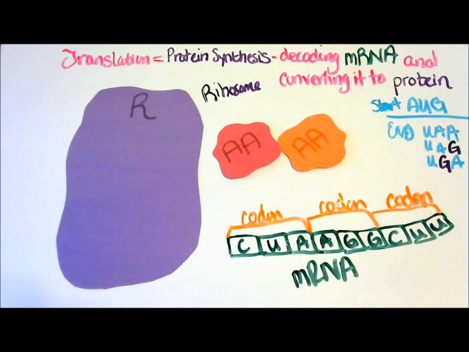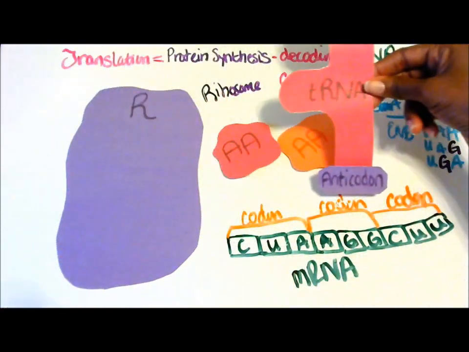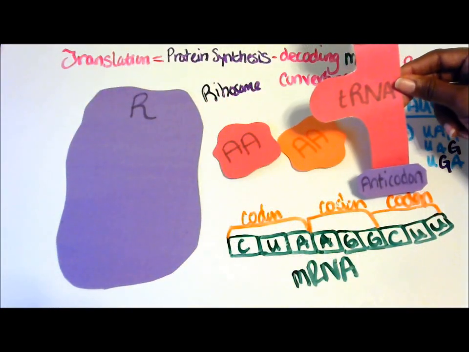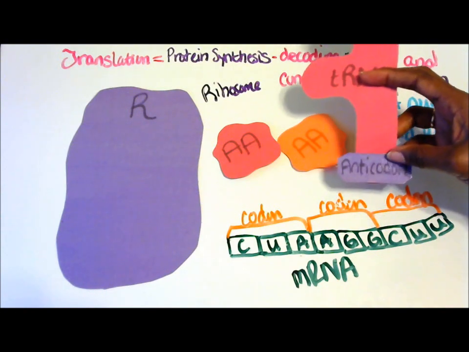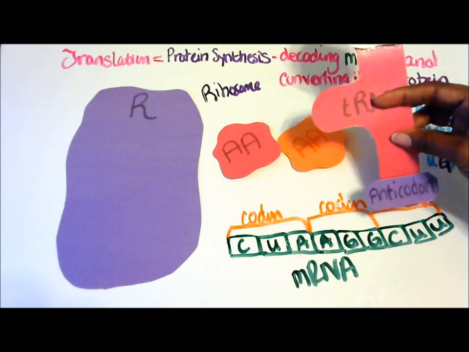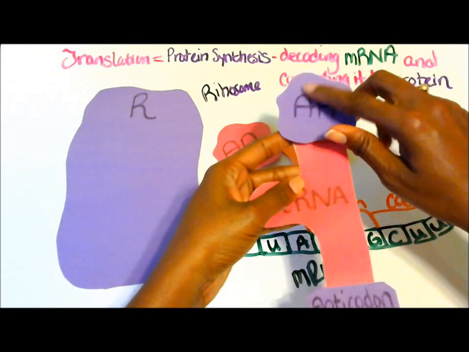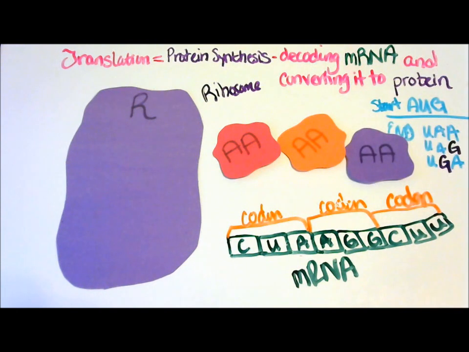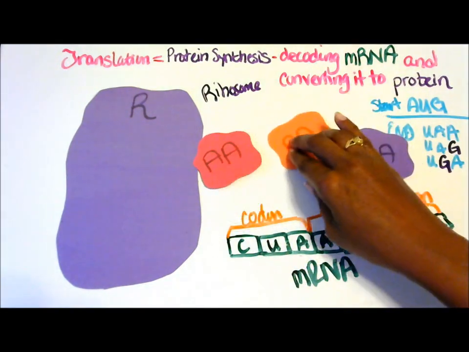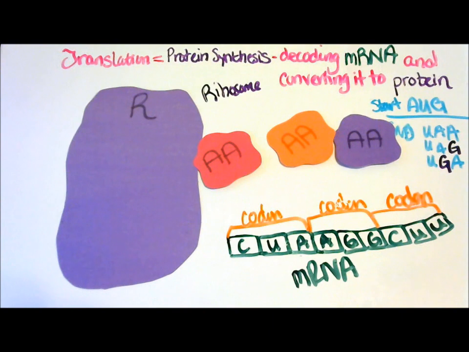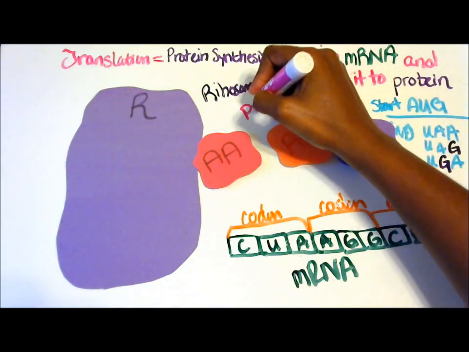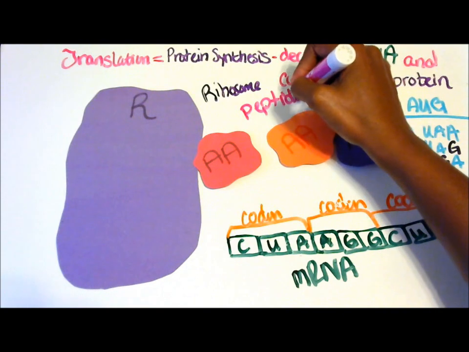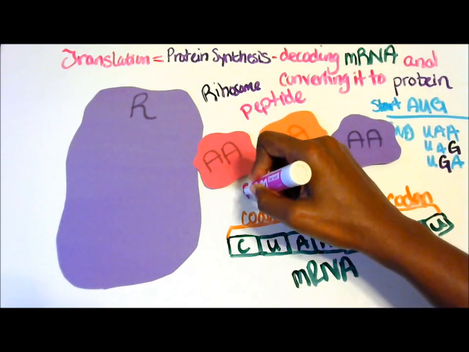Another transfer RNA will come through the ribosome and will bind to this codon. This transfer RNA has an anticodon that's complementary to this particular codon. This transfer RNA has an amino acid. This codon codes for this particular amino acid. Now these amino acids are bound together by peptide bonds, making this a polypeptide.